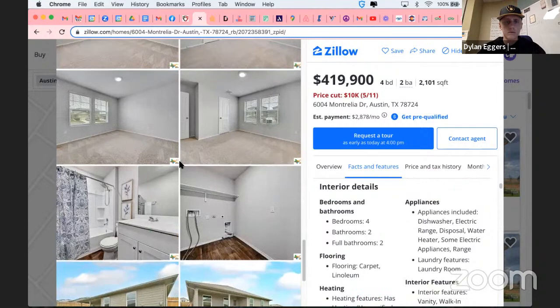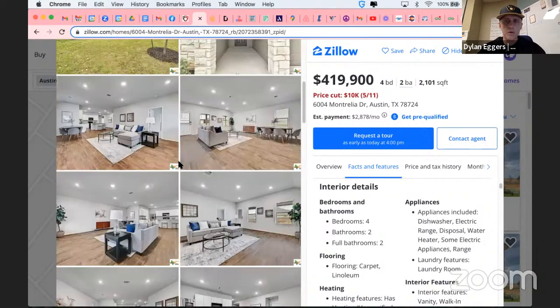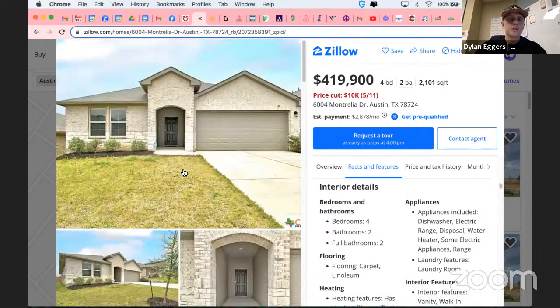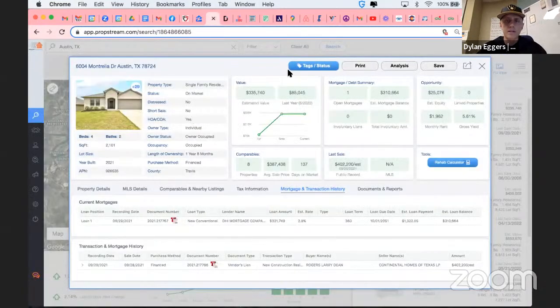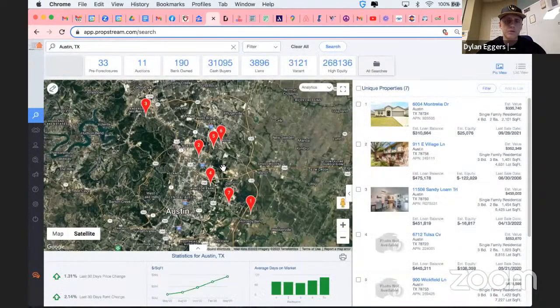So good area. Okay, good to know. Yeah, we are just about to pick up a property in Hutto, Texas, and then an area just north of that. We're looking all over Austin. We just see this as a strong market.